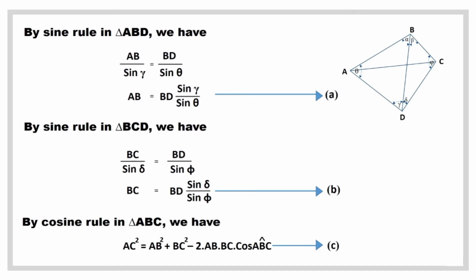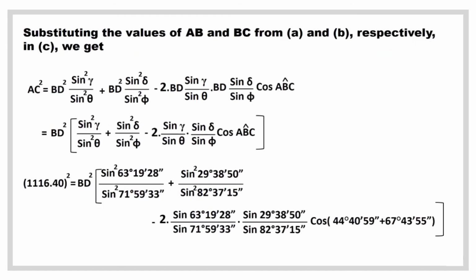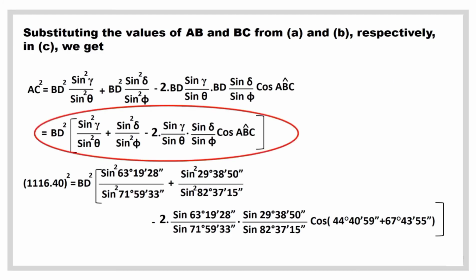Now, applying cosine rule in ABC triangle, we have AC squared equals AB squared plus BC squared minus 2 times AB times BC times cosine ABC. It is noted as equation C. Now, substituting the values of AB and BC from equations A and B respectively in C, we can get this equation. Then taking out BD squared as common, we have this equation.